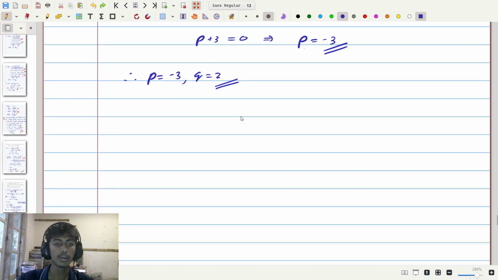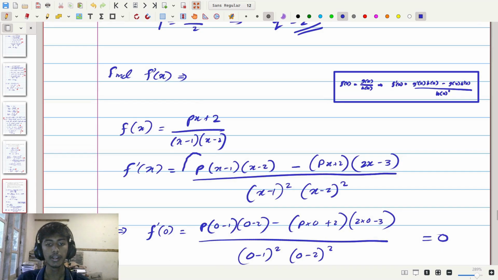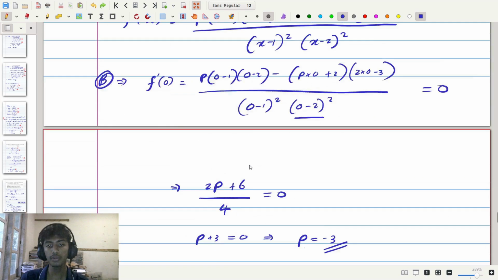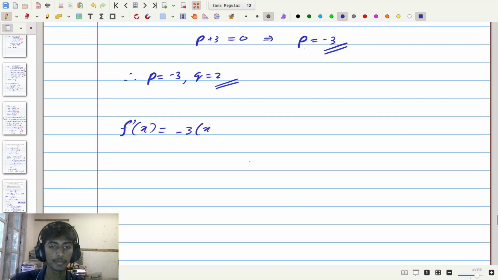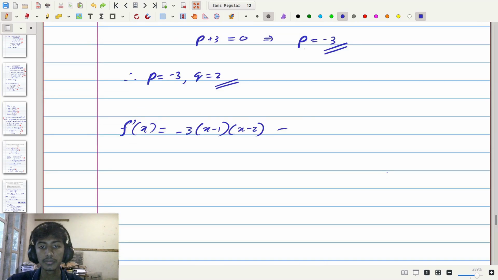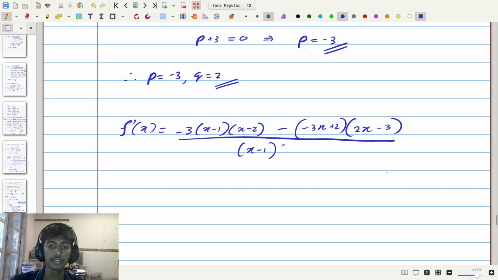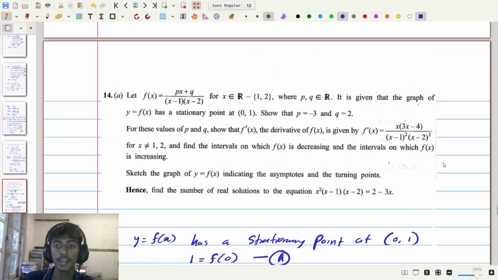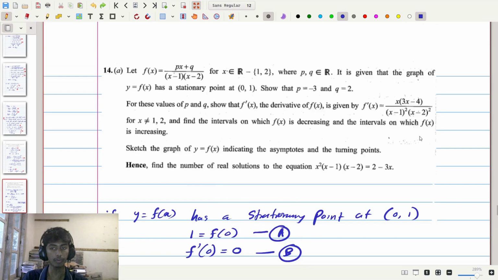Doing so, we get f prime x being equal to negative 3 times (x minus 1)(x minus 2), minus (px plus 2), so (negative 3x plus 2), times (2x minus 3), and then divided by (x minus 1) squared times (x minus 2) squared. If we go up, we can see in their answer on the numerator they have x times (3x minus 4). Now we are going to do the same.